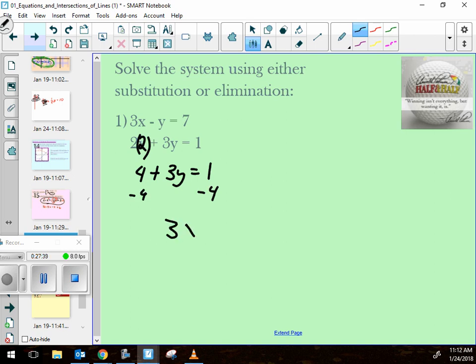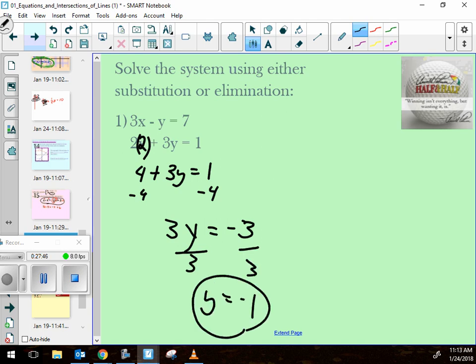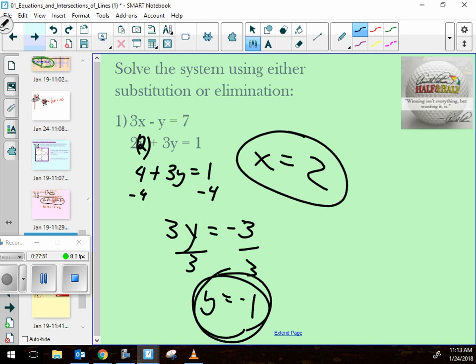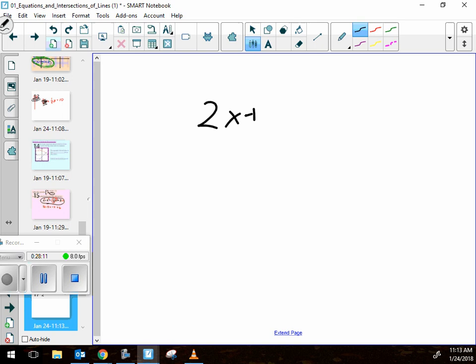Subtracting 4. Dividing by 3. Y is negative 1. I already knew that x was 2 from before. I got 2 and negative 1. What's that? That's a point. What point is it? It's the point where those two lines, if you graphed them, they're both equations you could graph, and that's the point where they would, what? Intersect or touch. All right. That's called elimination method. I want to give you one more like that.